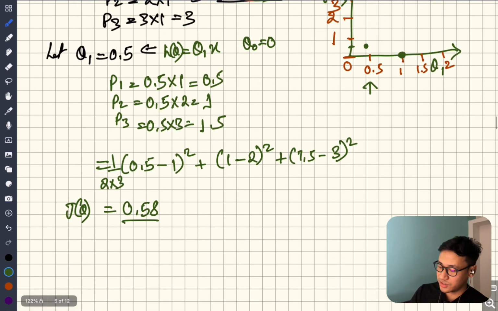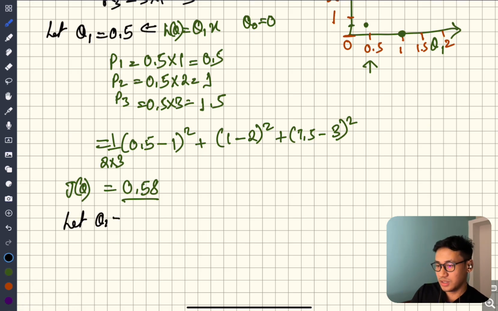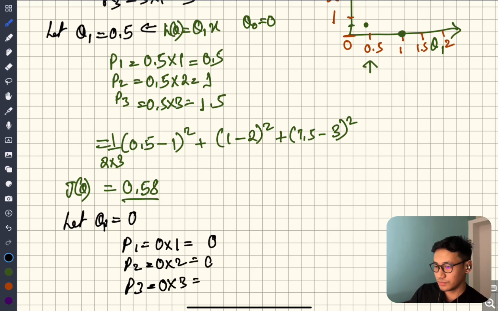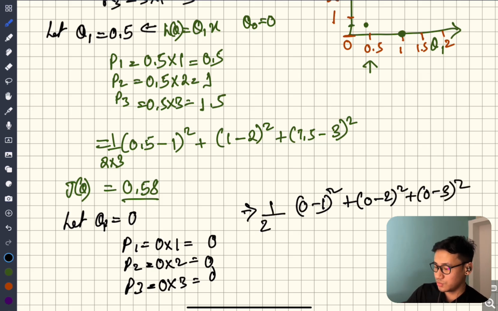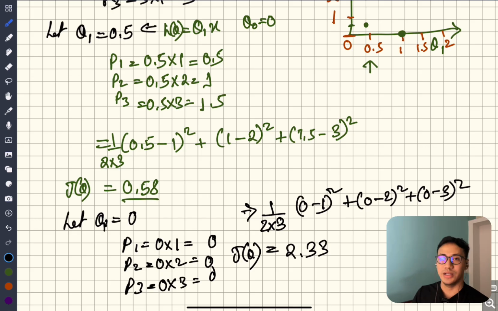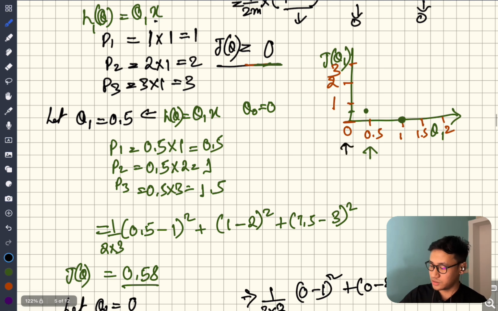So the last value I'll be considering: let theta 1 be 0. So p1 equals 0 into 1, p2 equals 0 into 2, p3 equals 0 into 3. So everything is 0, and if you put it in the formula, it is 0 minus 1 whole square plus 0 minus 2 whole square plus 0 minus 3 whole square, times 1 by 2 into 3 data points. You will get the answer 2.33, so the cost function is 2.33 this time. So if theta is 0, it is 2.33, and somewhere the dot is coming here.